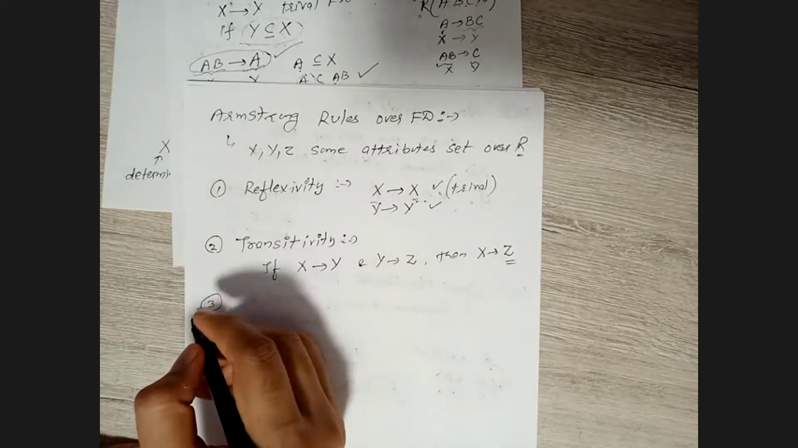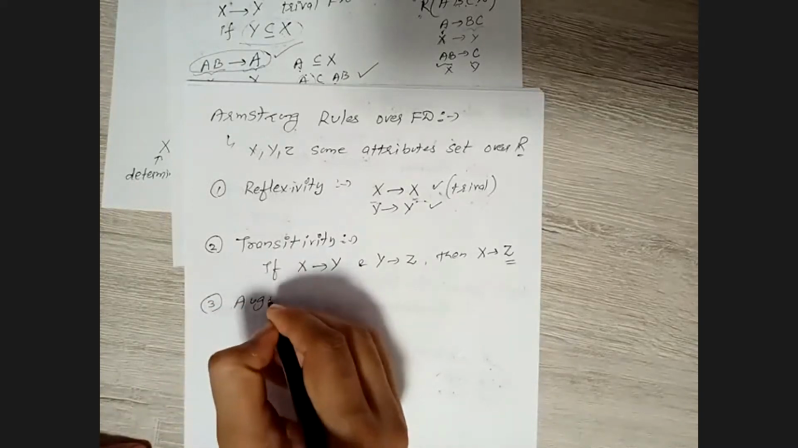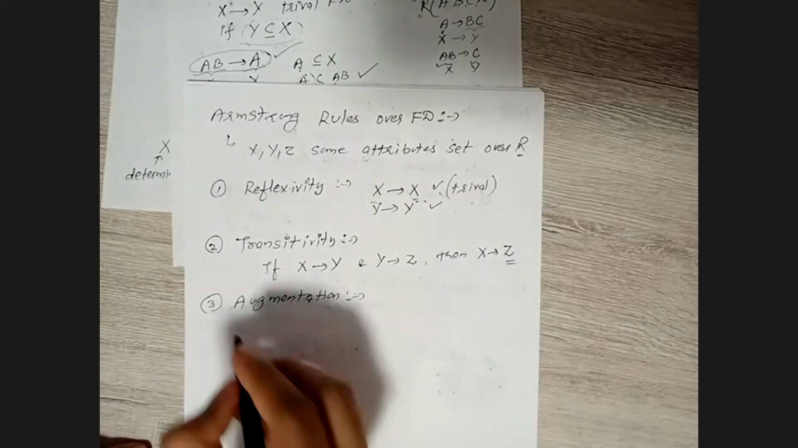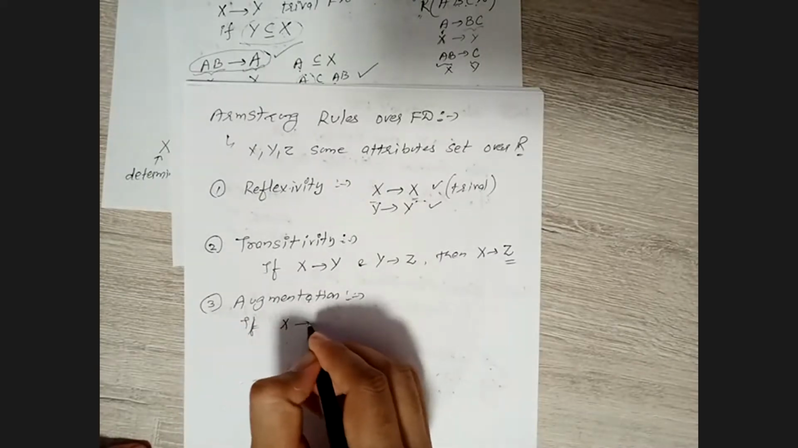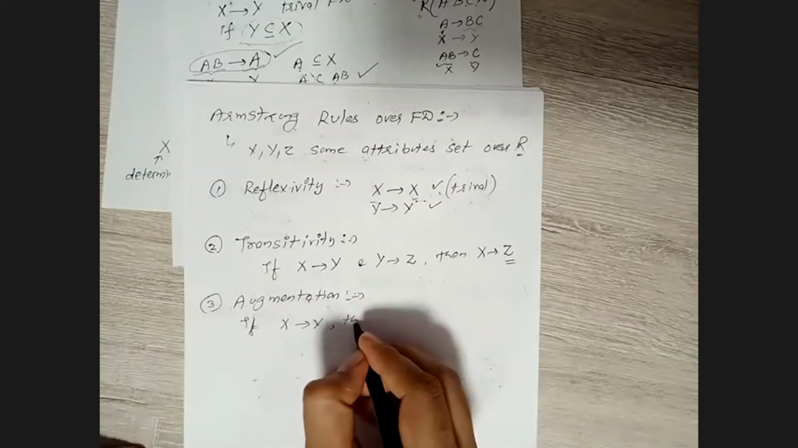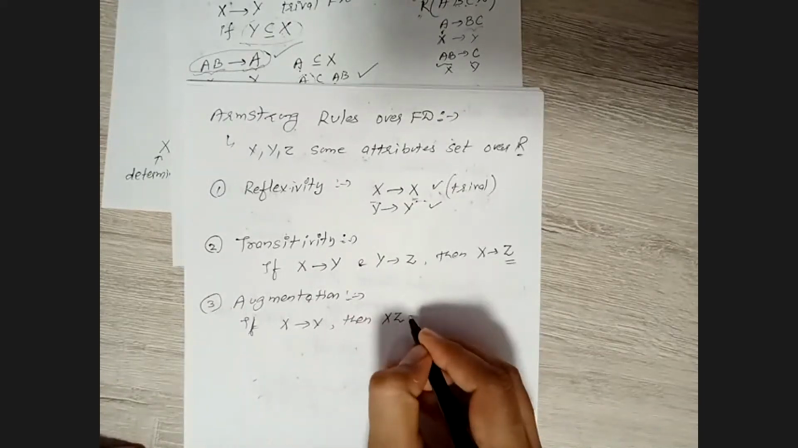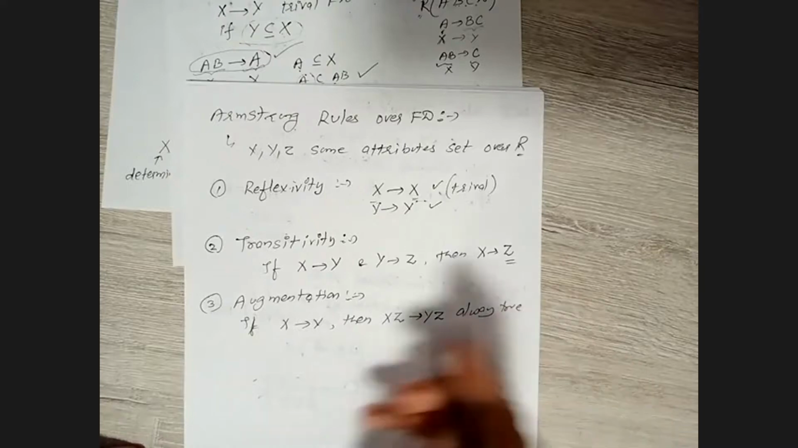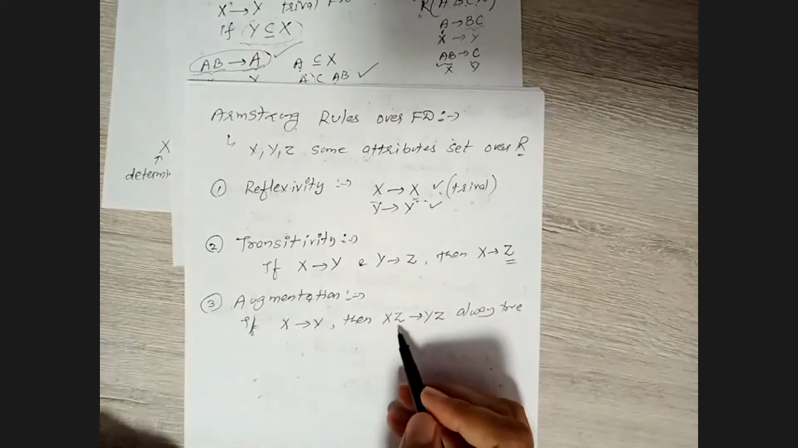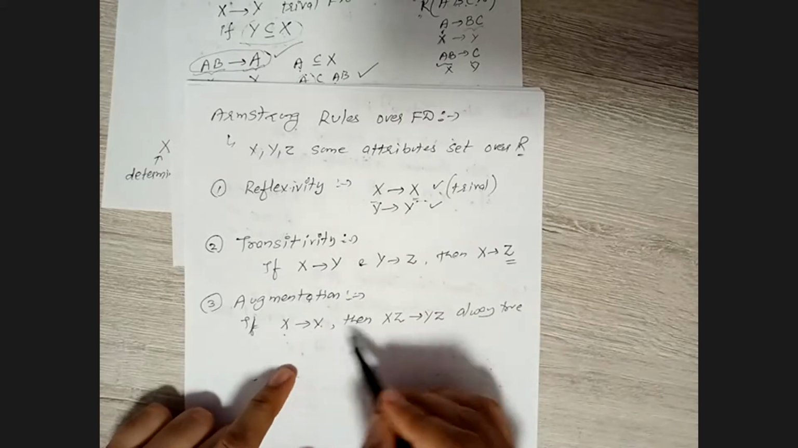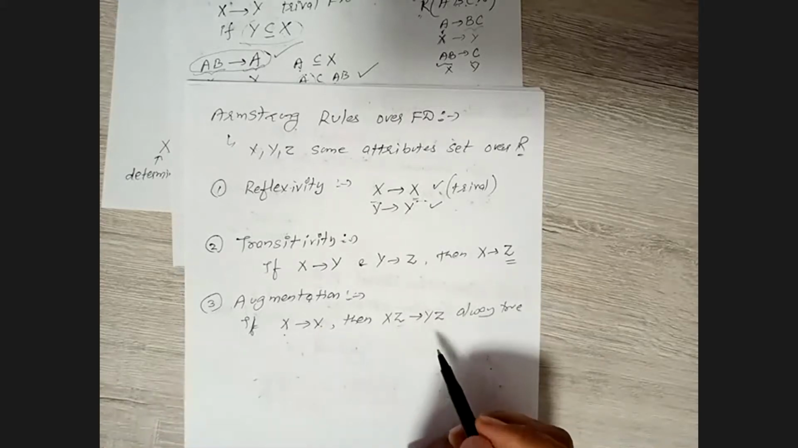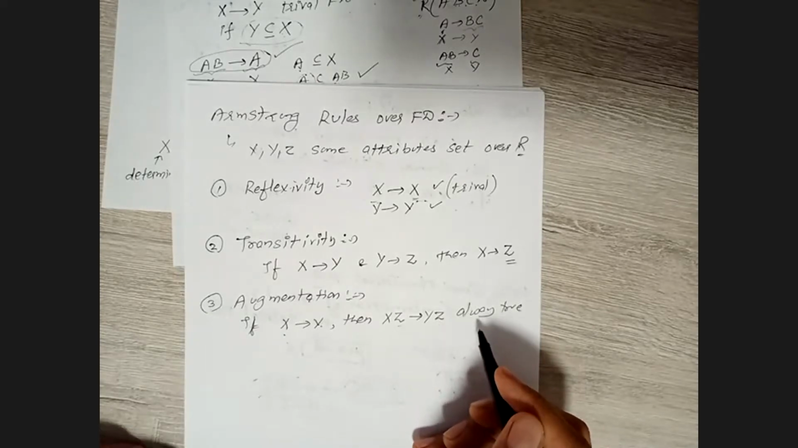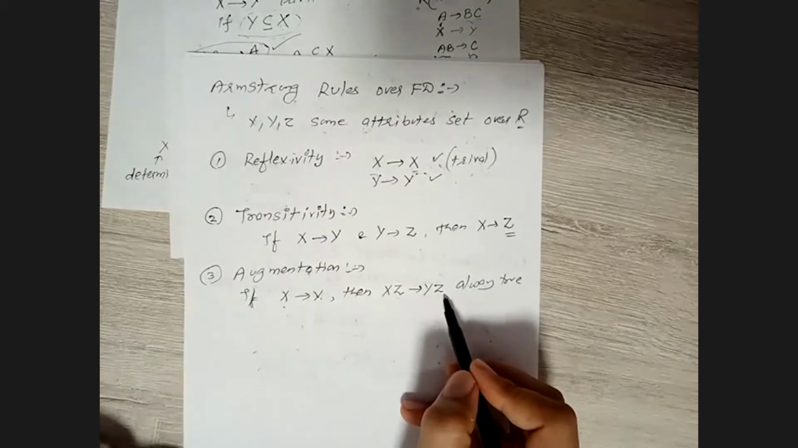The third one is augmentation. Understand, if I say X determines Y, then I can say that XZ determines YZ, always true. I have augmented a different attribute on both sides. With X and Y, I have added the Z attribute as well. There is no effect on the functional dependencies. This will always hold true, but make sure the same attribute is added.